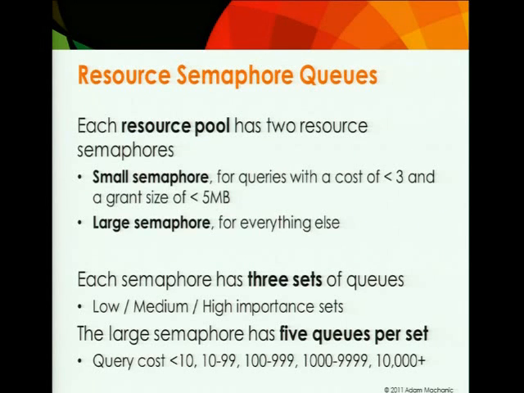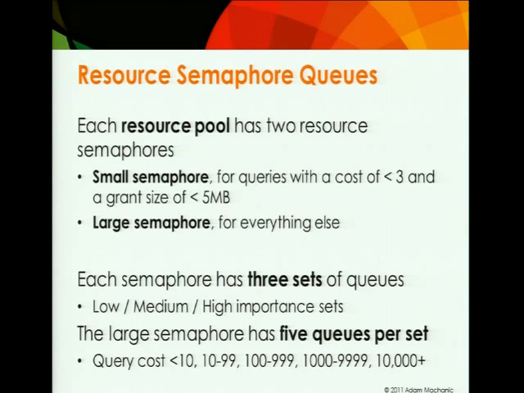There's a small semaphore, and every query with a low cost, less than 3, and a very small grant size of less than 5 megs will go right into the small semaphore. And the small semaphore is prioritized. The idea is that small queries should be able to go in, run really, really quickly, and get out, whereas large queries are going to take longer to run anyway. So if they have to wait for a little memory, that's okay. You probably won't notice. Well, that's the idea. We'll see if that actually lines up with reality in just a bit. So the small semaphore is for the small stuff, and the large semaphore is for everything else.